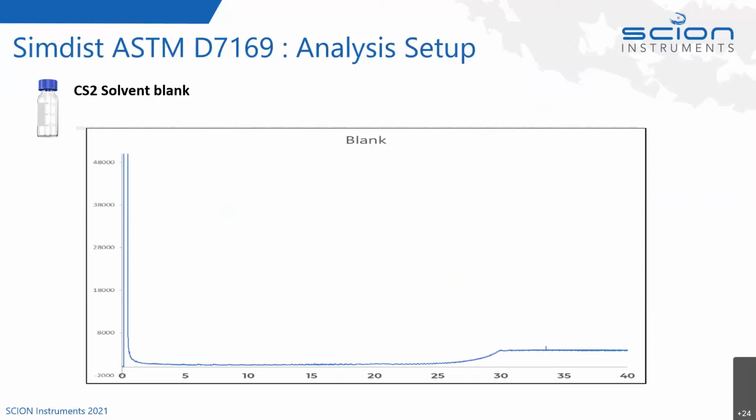So the blank is important for that matter, and it's not just the solvent peak we're interested in, but also the elution of the column bleed at the end as well. We want that to be nice and repeatable. So there's a typical blank from the carbon disulfide solvent.